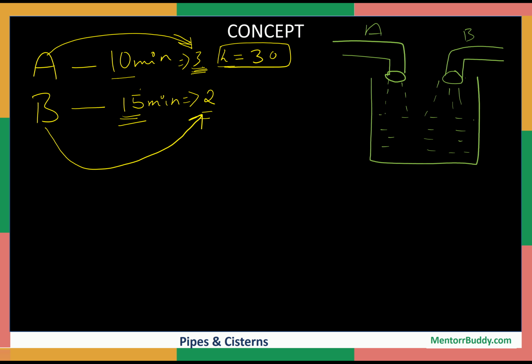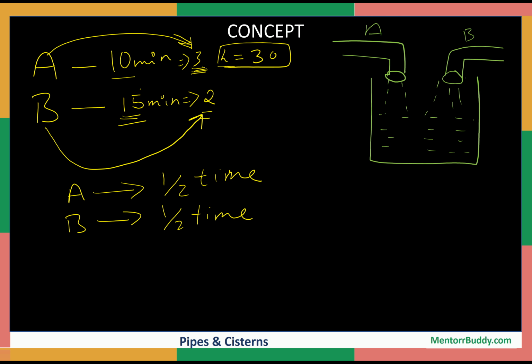So in this example, the question is that A is open for half the time and then B is open for another half time. So what will happen?